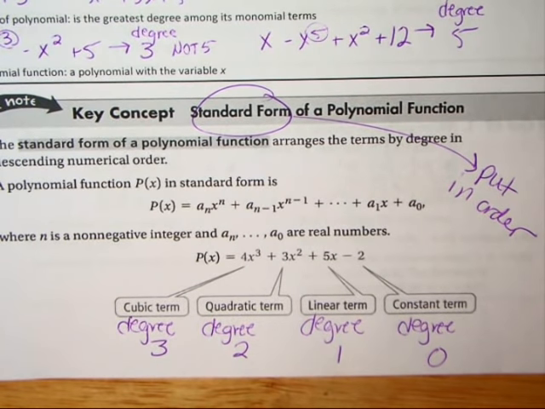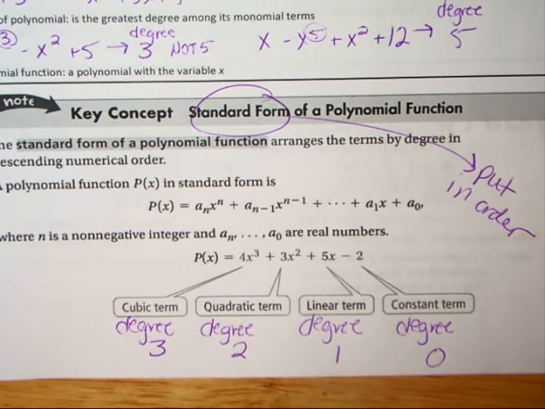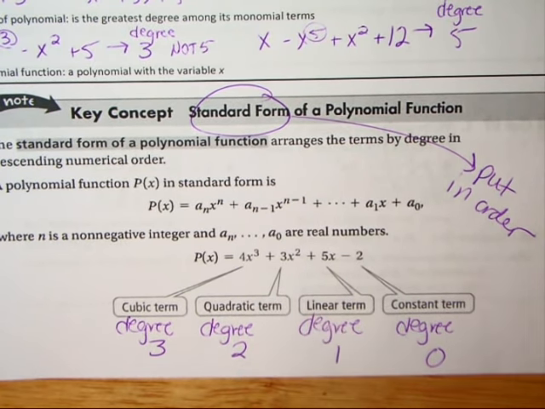Now let's talk about those on a graph. You should know what a quadratic looks like. It would be a parabola. That's because parabolas have degrees of 2. What does linear mean? Linear means a straight line. That's because all linear equations have a degree of 1.